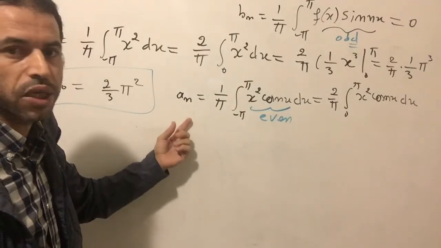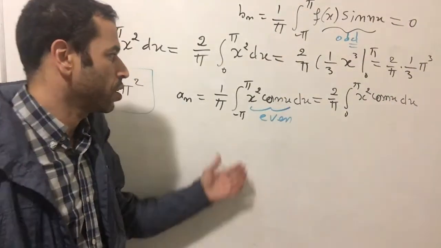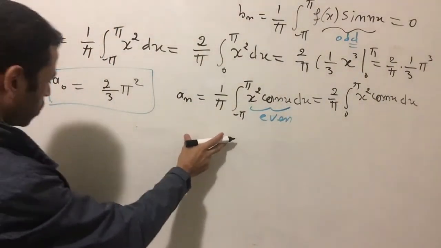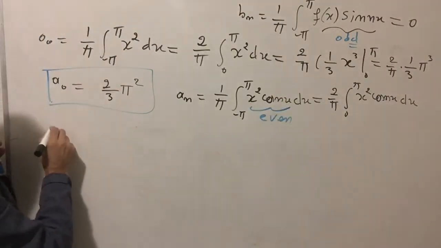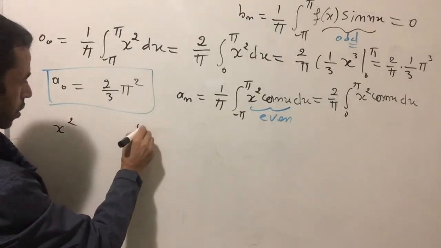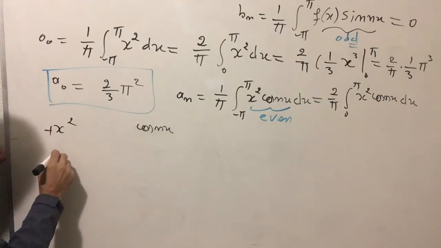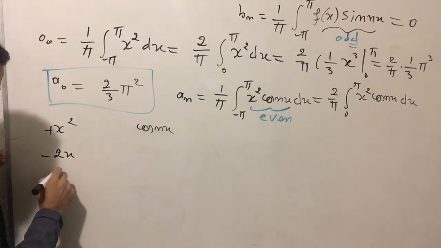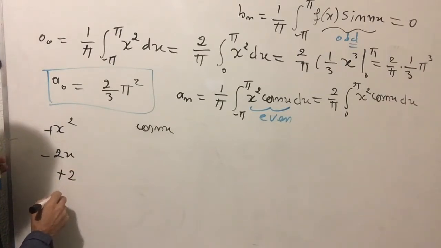There is a technique to evaluate a sub n without doing integration by parts all the way down, so you don't have to do that. I'm doing the shortcut for this one. We have two functions: x squared and cosine nx. I'm going to differentiate the first one. With a plus sign, its derivative is 2x; with a minus sign, the derivative of minus 2x is minus 2; with a plus sign, that becomes 0.